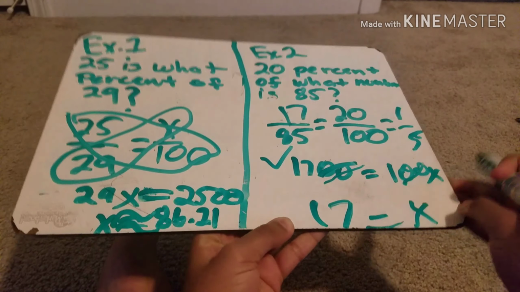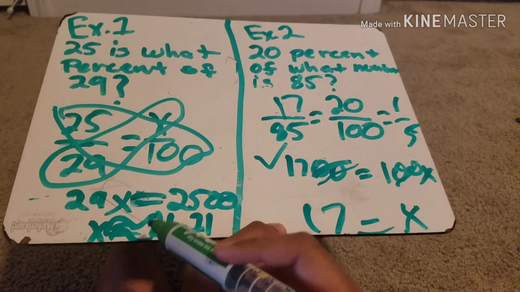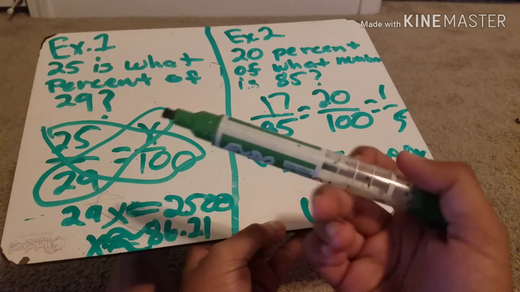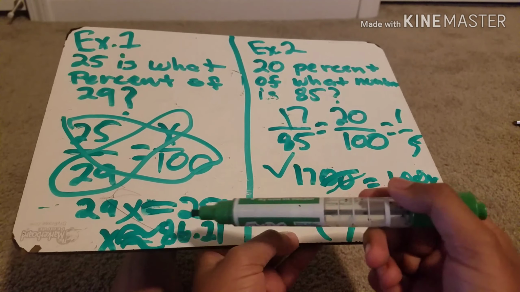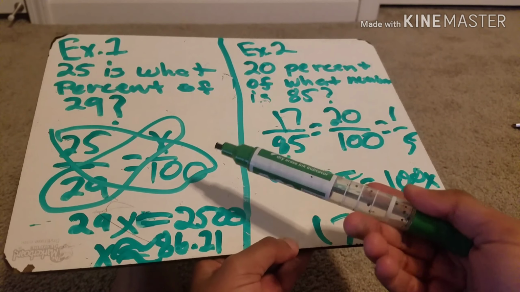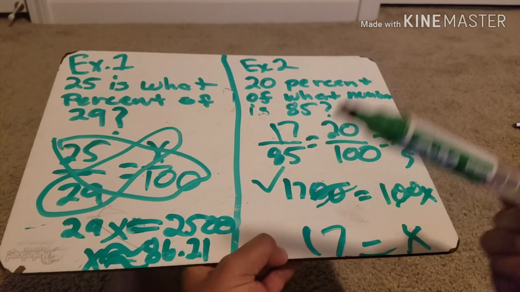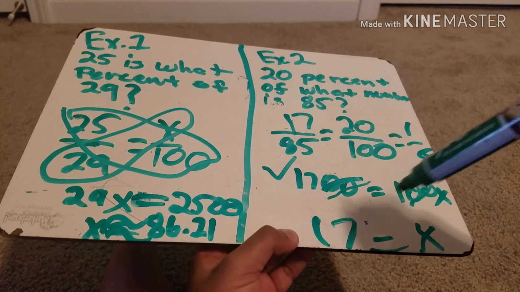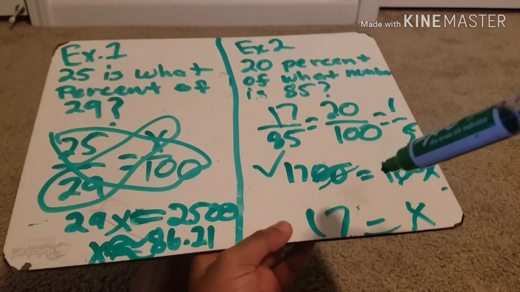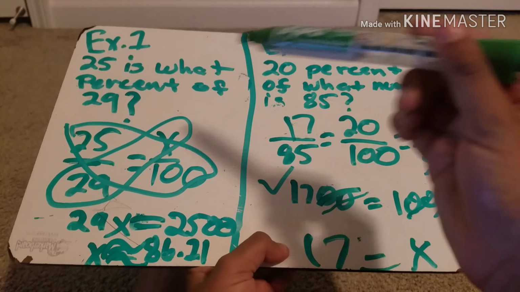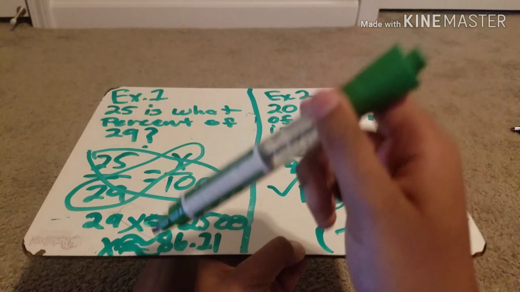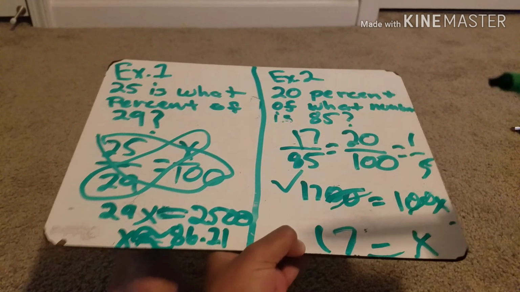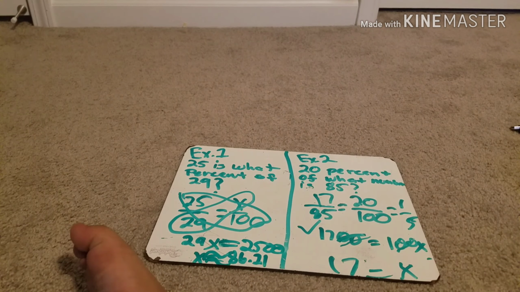So if you got anywhere around 86.21, or if you rounded to the nearest tenth or thousandth, that's okay for this one. It all depends on what place you have to round to. But if you got 17 for the second one before I started explaining, you got it right. So the answer to example 1 is around 86.21, and the answer to example 2 is 17.